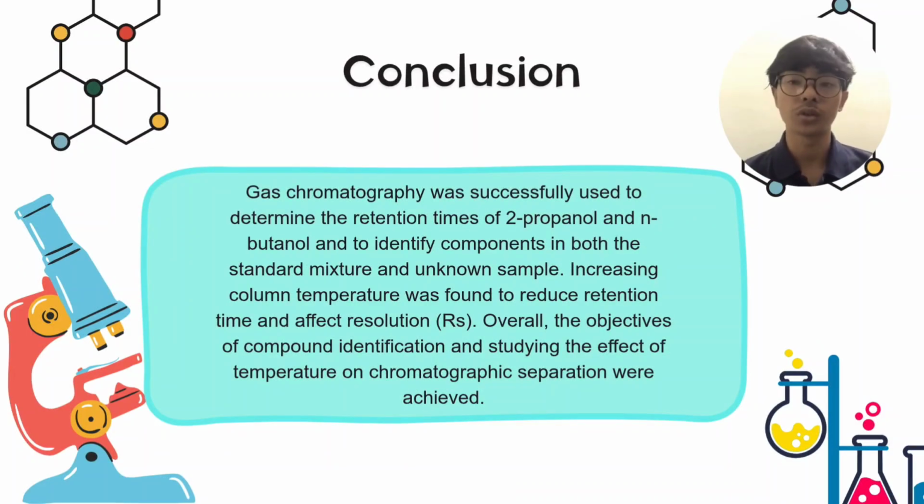Finally, we came to the conclusion. Gas chromatography was successfully used to determine the retention times of 2-propanol and N-butanol and to identify components in both the standard mixture and unknown sample. Increasing column temperature was found to reduce retention time and affect resolution. Overall, the objectives of compound identification and studying the effect of temperature on chromatographic separation were achieved.